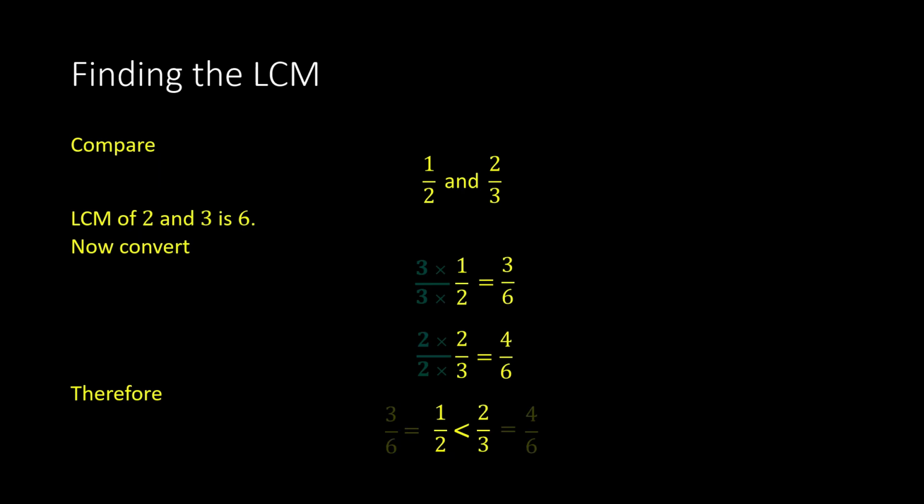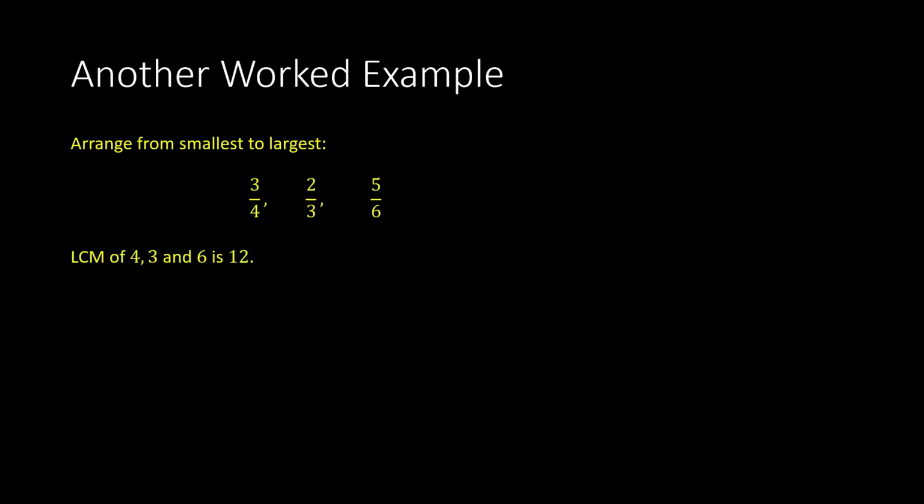Now let's take a look at another worked example. Arrange the fractions on your screen from smallest to largest. Notice that the denominators are different, so we need to find the lowest common multiple of these 3 different denominators. The lowest common multiple of 4, 3 and 6 is 12, and therefore we need to express each of these fractions out of 12.